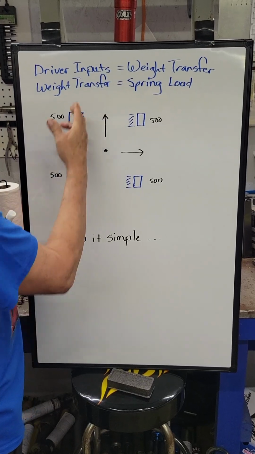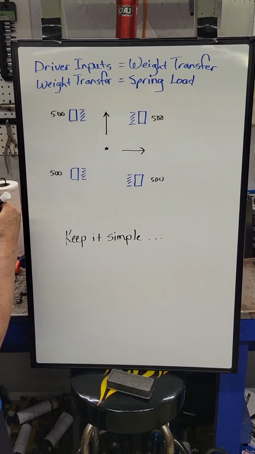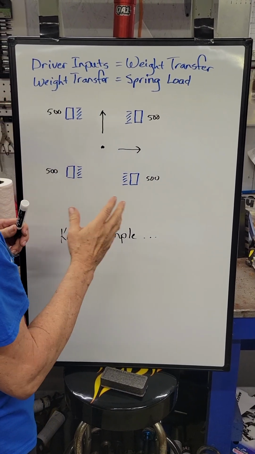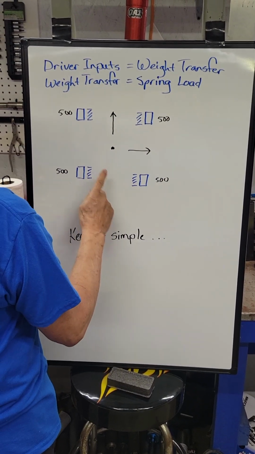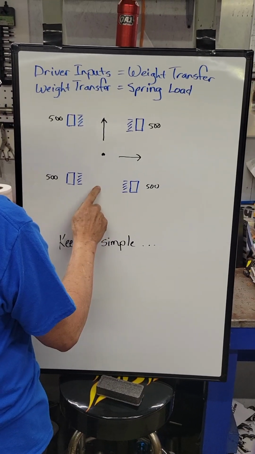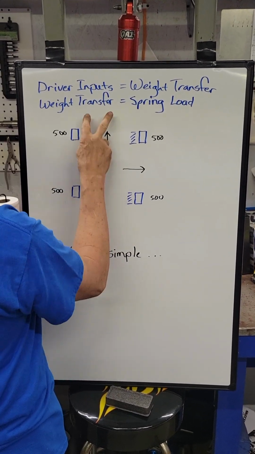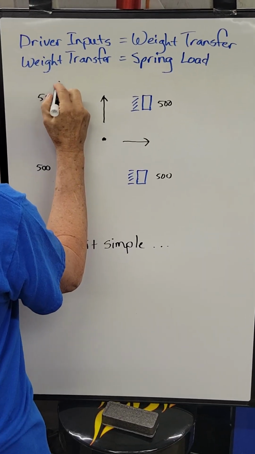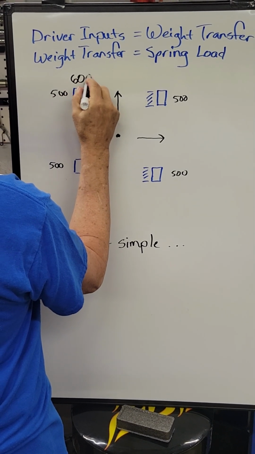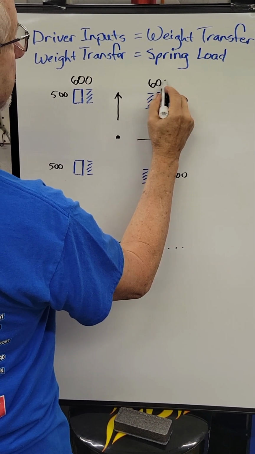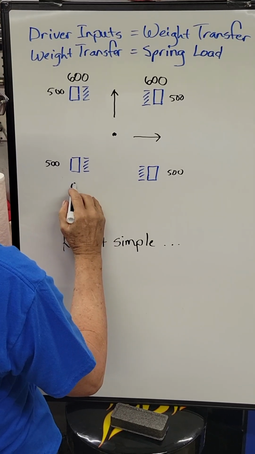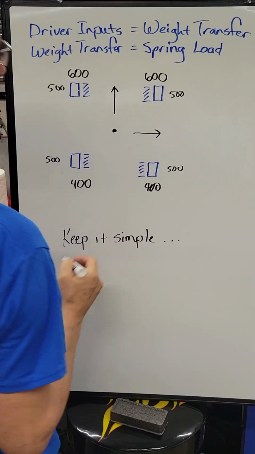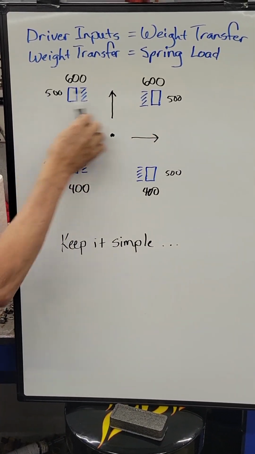So if we had a car, and the driver was decelerating, these numbers are just fictitious numbers for easy math. If the driver decelerated, weight would come off of the two rear tires and it would basically move forward to the two front tires. So when you're decelerating, the load would increase at the front and the load would decrease at the rear. So that is what's going on.